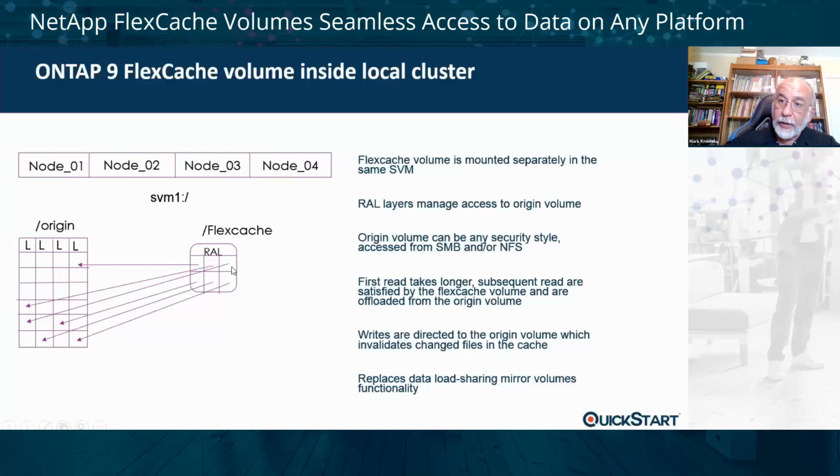Now the cache, at this point, can only be accessed through NFS v3. But the goal is to be able to access this from SMB and from NFS version 4 and 4.1 later on down the road. So the structure that we have with this remote access layer should be able to support that capability. Okay. In the current implementations, all of the locks are managed at the origin volume.